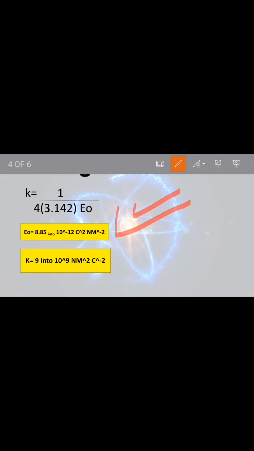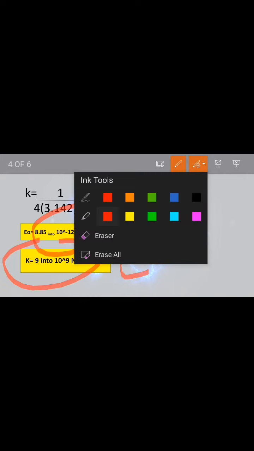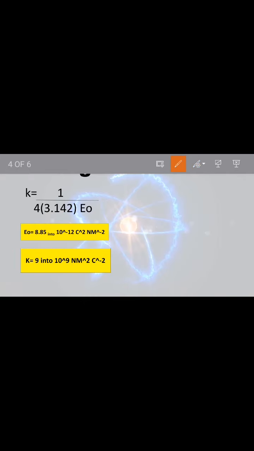The value of epsilon naught is 8.85 multiplied by 10 raised to power minus 12 Coulomb square per Newton meter square. Don't confuse yourself with the units of K and epsilon naught, because they are different from each other. So epsilon naught value is 8.85 multiplied by 10 raised to power minus 12 coulomb square per Newton meter square.